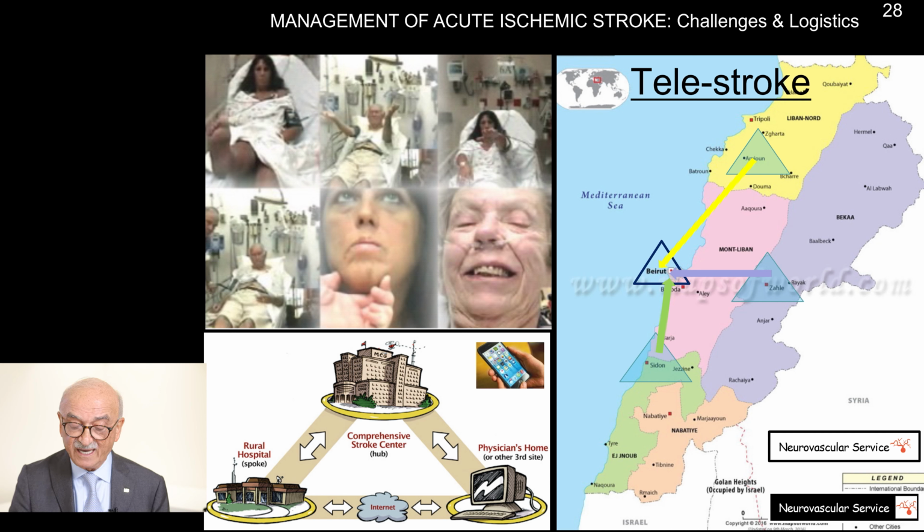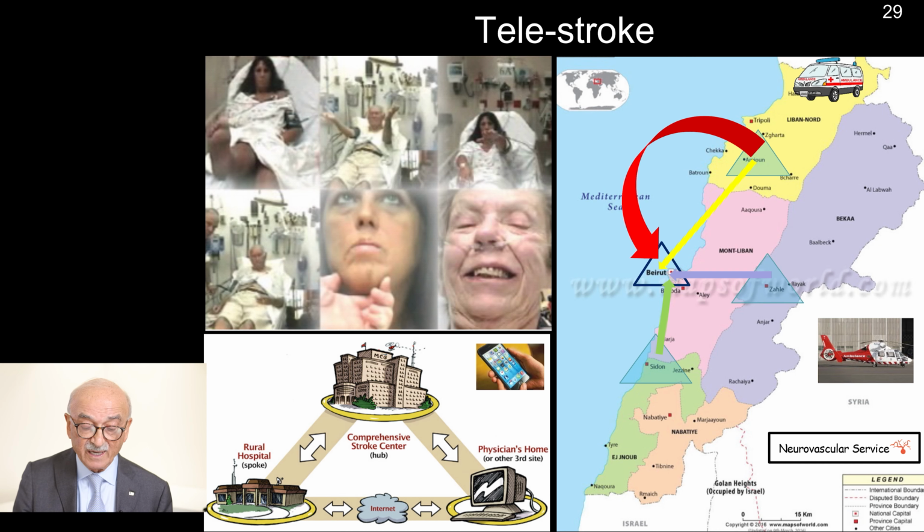It would be very useful and beneficial for stroke patients that we establish in Lebanon a telestroke network, where community hospitals seeing patients with stroke can communicate between the primary hospital, primary stroke center, and the tertiary comprehensive stroke center where mechanical thrombectomy is available.